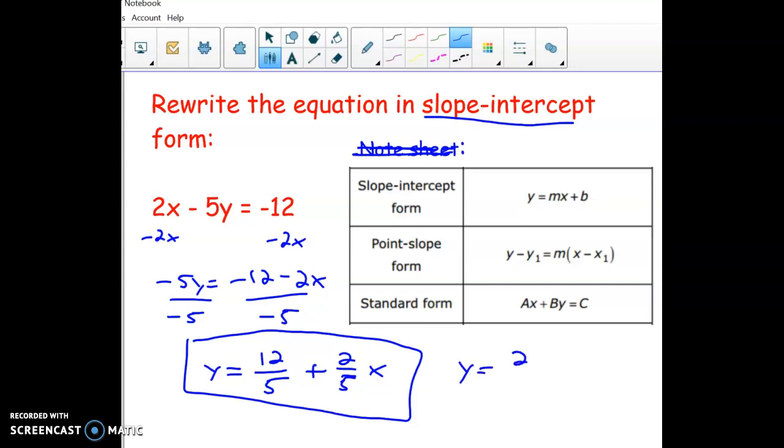Oftentimes people want to put the x part first, so if that bothers you the way I've written it, you can always put the x part first. For me, I don't really care. It's the same thing. The order when you add 2 numbers doesn't matter, so either one works.